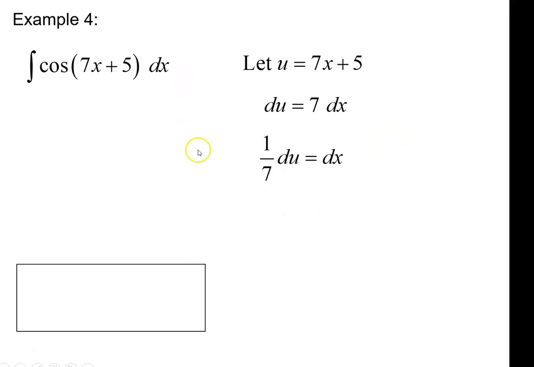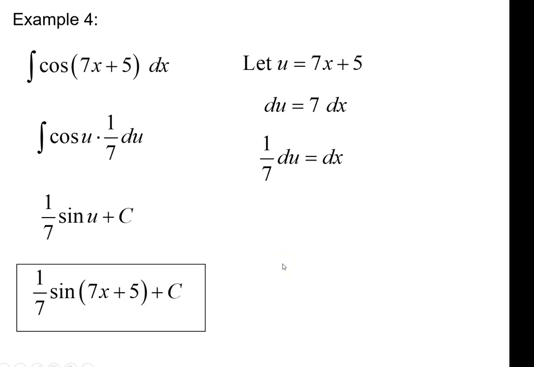Now go back and replace everything. The 7x plus 5 is going to get replaced with u. The dx is going to get replaced with 1/7 du. The 1/7, of course, is a constant multiple, so you can ignore that. Integrate cosine of u with respect to u, and you get sine of u. And then, of course, replace u at the end with 7x plus 5.